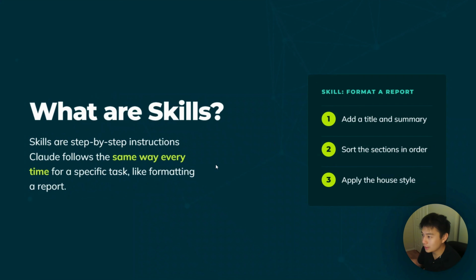Now, the other thing is something called skills, which is a totally different concept, but they can actually go together quite nicely. Skills are basically step-by-step instructions that Claude follows and that work the same way every single time. For example, if one of the tasks I have to do daily is formatting a report, and I have the same exact prompt that I have to copy and paste, it might be worth making that instruction into a skill, so I could just call a command to run that step-by-step instruction.